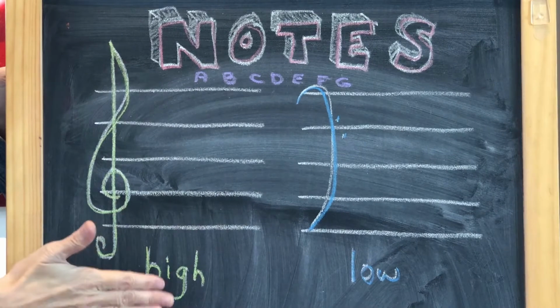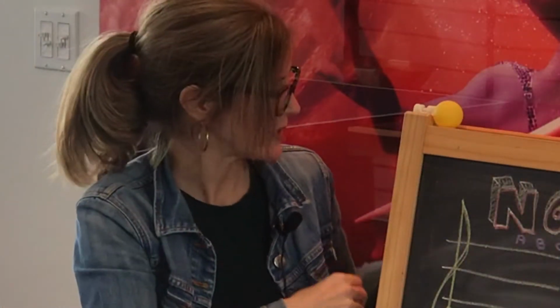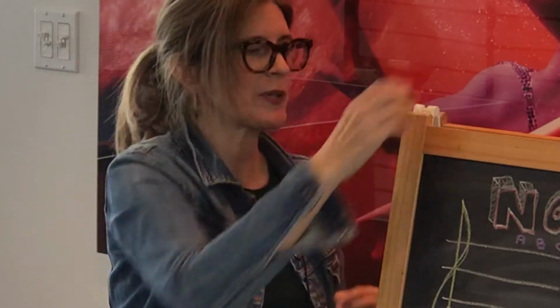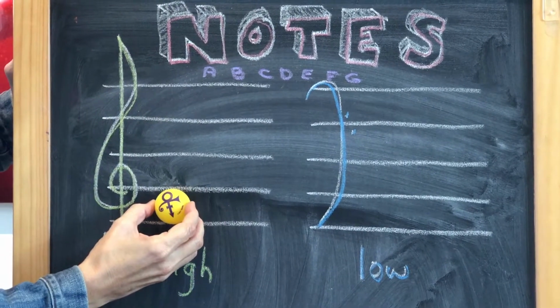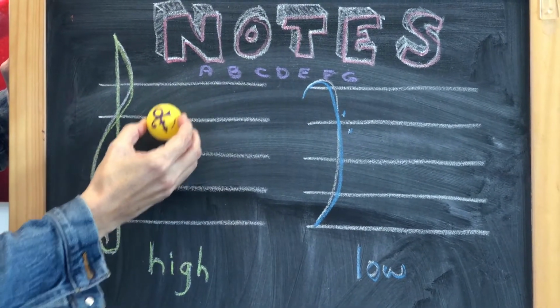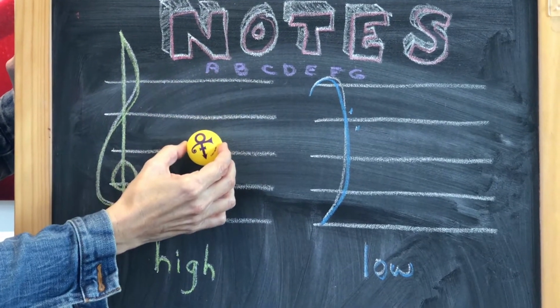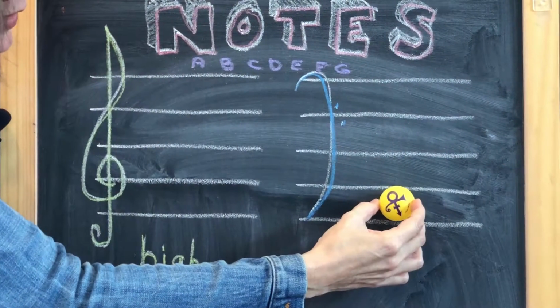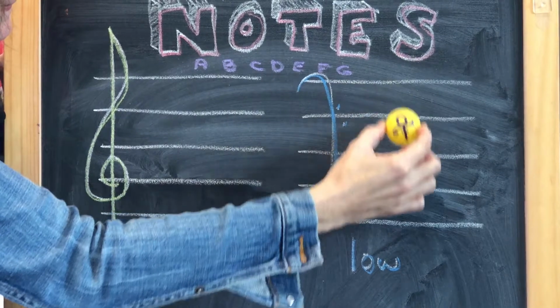Now, how do we know which notes to play, and why do we have these lines? So notes appear on these lines either in the spaces like this or on the lines. And each space or line has a designated name. Same here, spaces and lines.